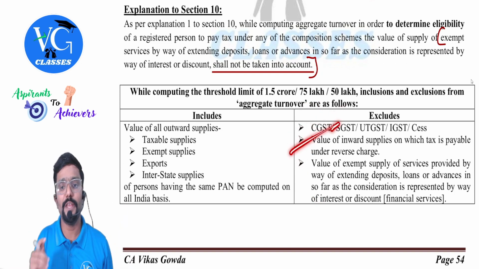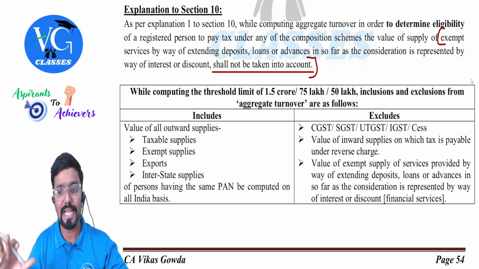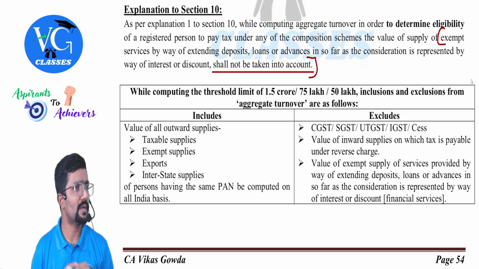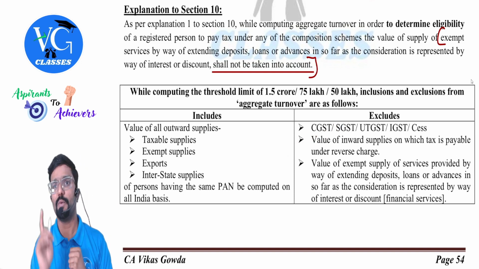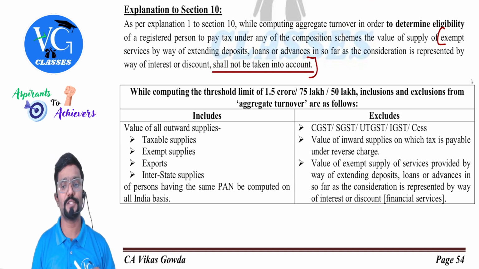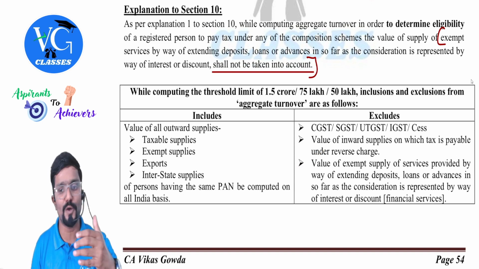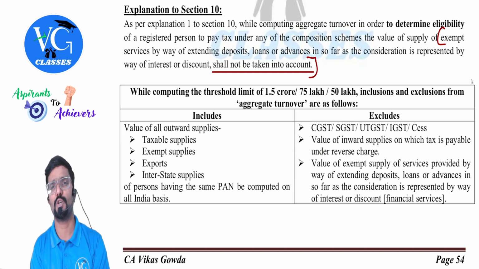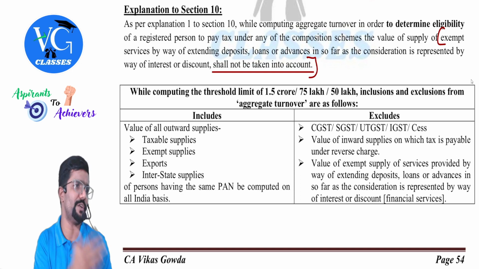Next, value of inward supply on which tax is payable under reverse charge. Copy paste of the 2.6 definition. But one extra thing, the last one: value of exempt supply of services provided by way of extending deposits, loans or advances insofar as the consideration is represented by way of interest or discount. In short, I call it financial service.